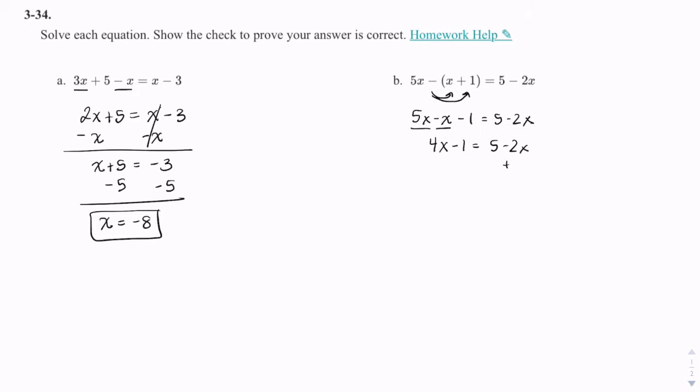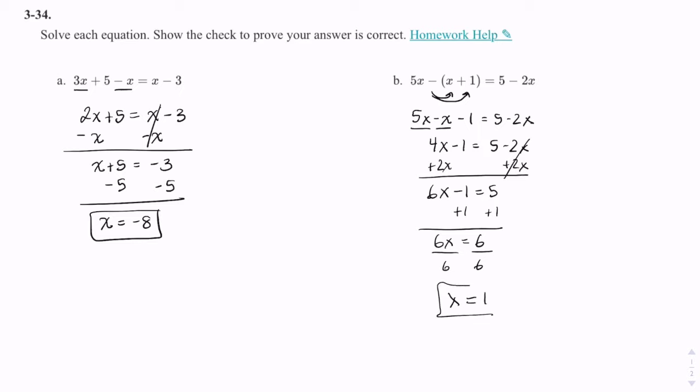Now I'll add 2x to both sides. And I get 6x, 4x plus 2x is 6x minus 1 equals, they cancel, 5. Add 1 to both sides. Get 6x equals 6. And divide both sides by 6 to yield x equals 1.